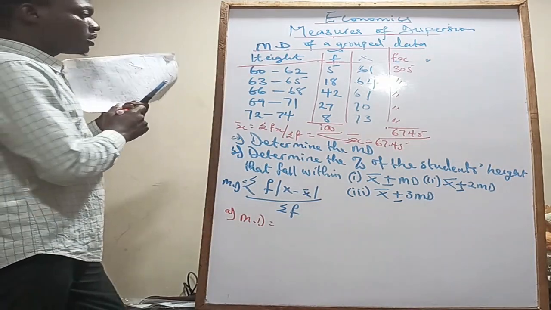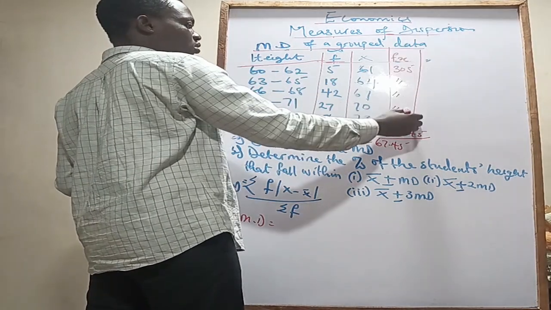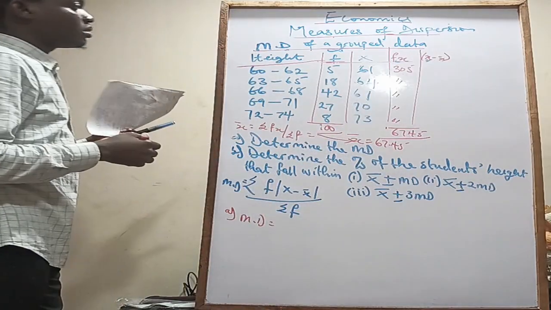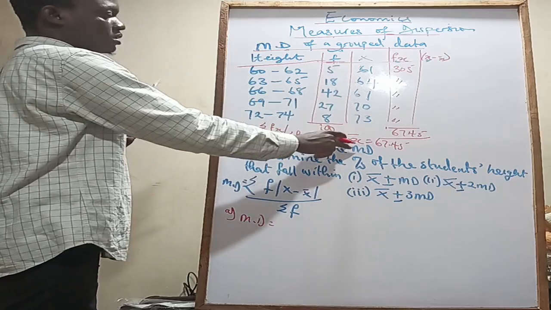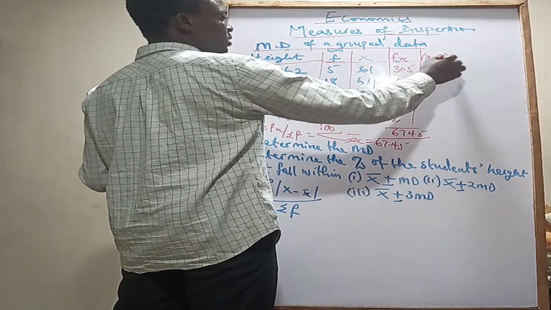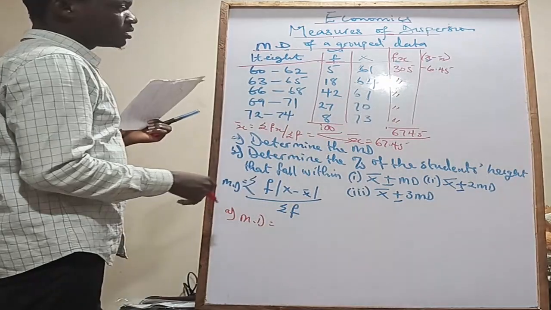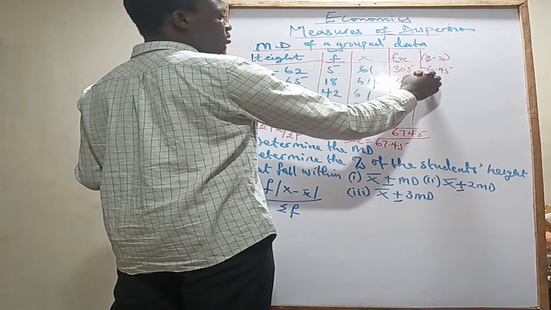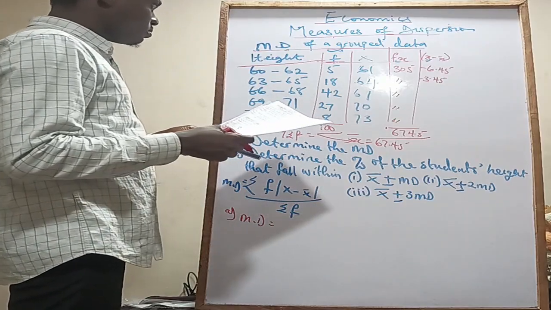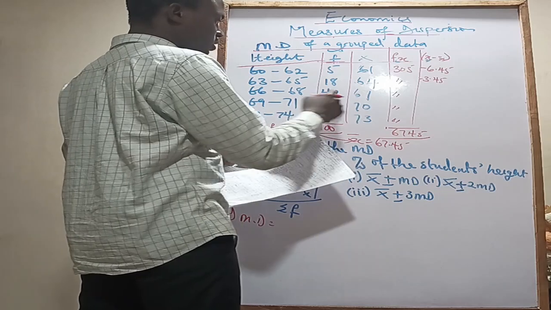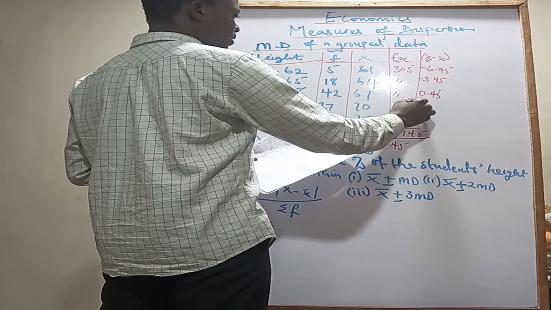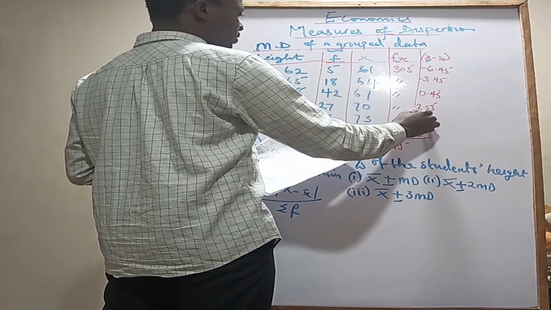So with that understanding, we can go and solve for x minus bar x. The first one is in brackets. So x minus bar x, 61 minus 67.45. That's going to be minus 6.45. Then 64 minus 67.45 is minus 3.45. On and on. So we can just fill the whole thing up. This is 67 minus this, so 0.45. Should be 2.55. It should be 5.55.